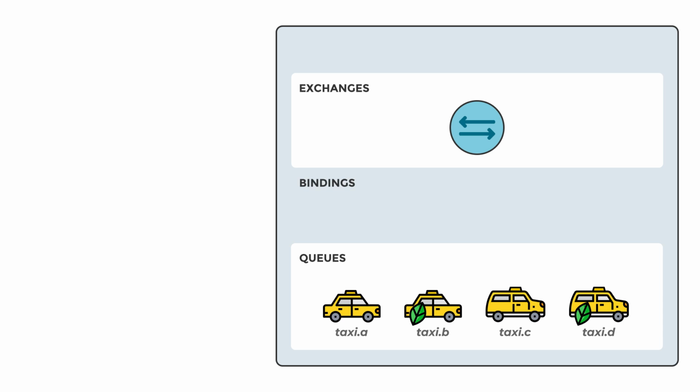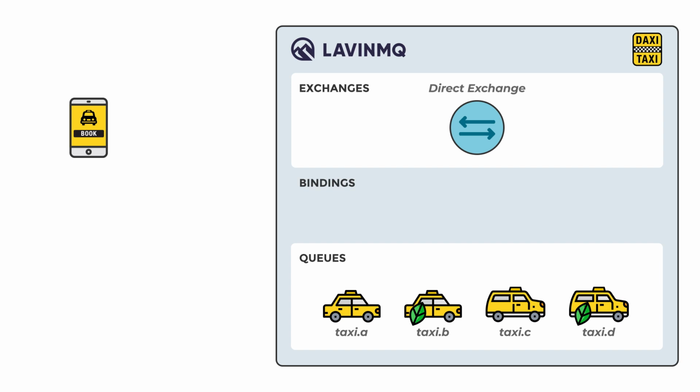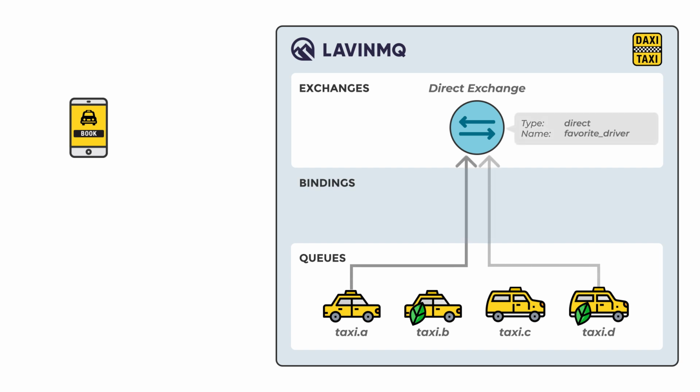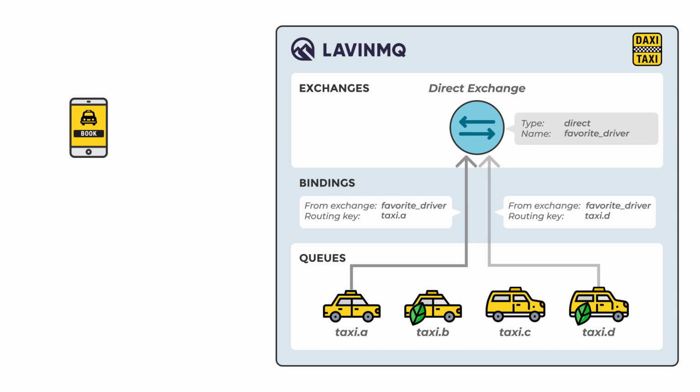We will use an example from a taxi company to explain the different exchange types. Every request for a taxi is made through an app that communicates with an application service that uses LavinMQ. Direct exchange directs the message to a specific queue by looking at the routing key. The routing key in the message is compared for equality with routing keys on bindings. So, in our example, the direct exchange is used when a user requests a specific taxi, like their favorite driver.